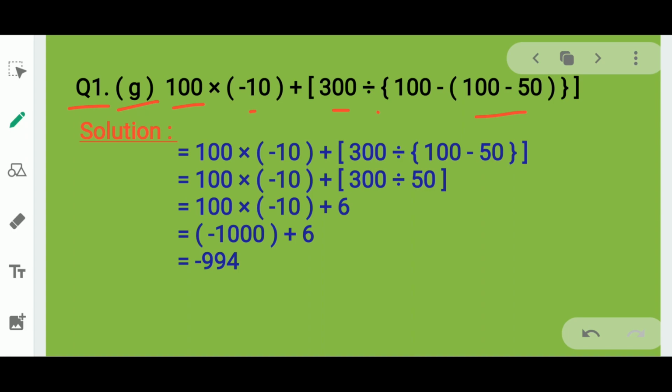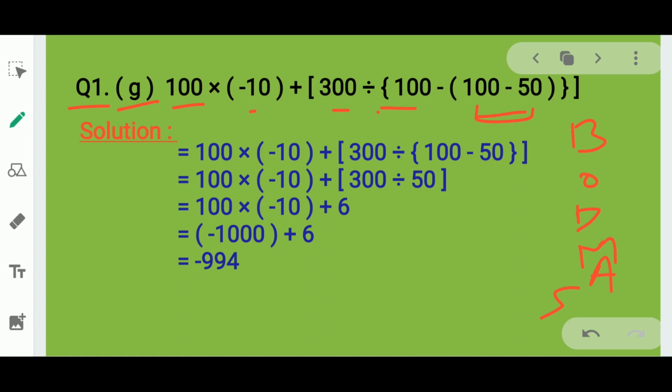Now, as you all know, I write BODMAS here, which helps us while solving the sum. BODMAS. Now we have 100 minus 50 written in the small bracket. So what should we do? We have to solve the small bracket first. When we subtract 50 from 100, we get 50. So now the small bracket is removed.